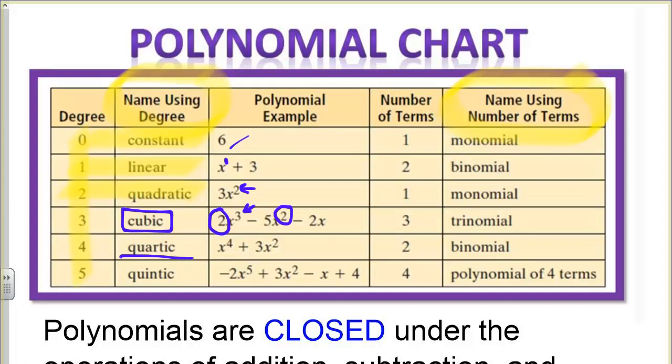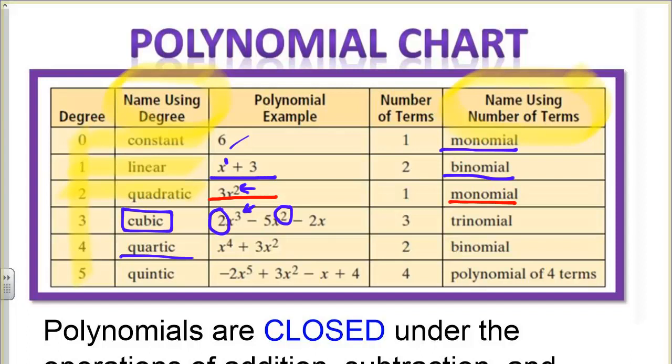Now we could also label them by their terms, number of terms. So the constant term had only 1, so it's called a monomial. This linear expression, first degree, had 2 terms. We call it a binomial. This quadratic, which is right here, only has 1 term, so that's a monomial. So we can call it a quadratic monomial, so you can name it both ways.